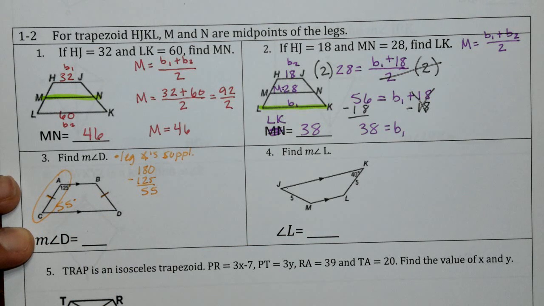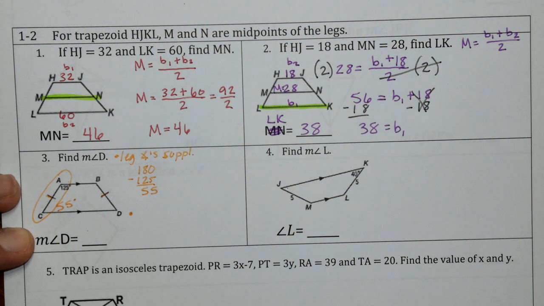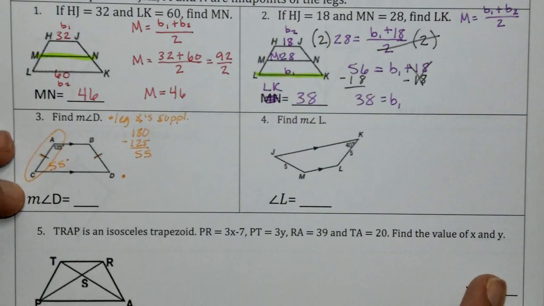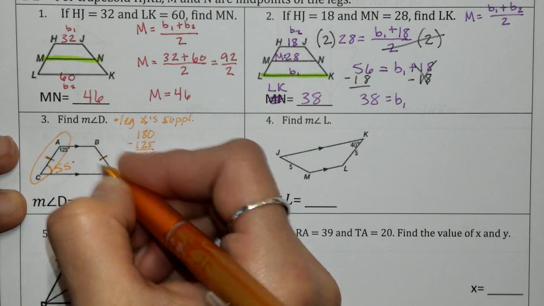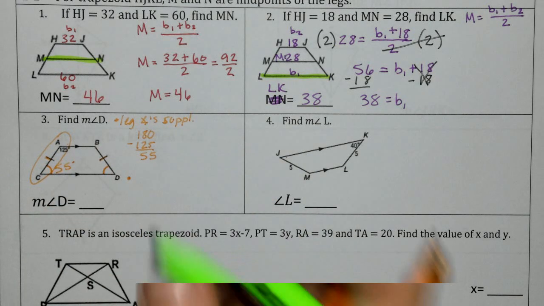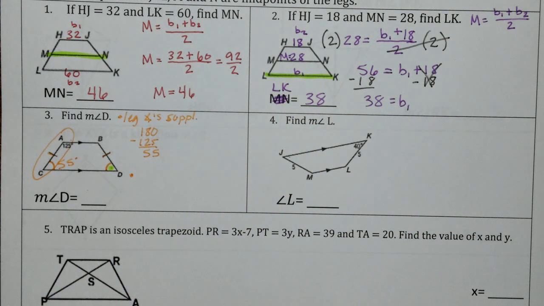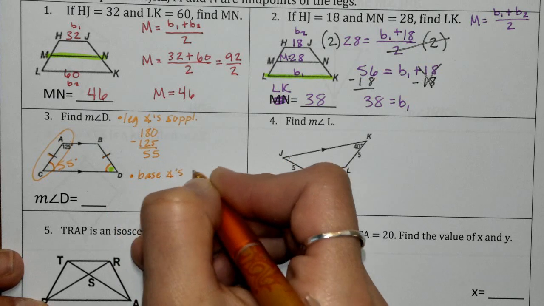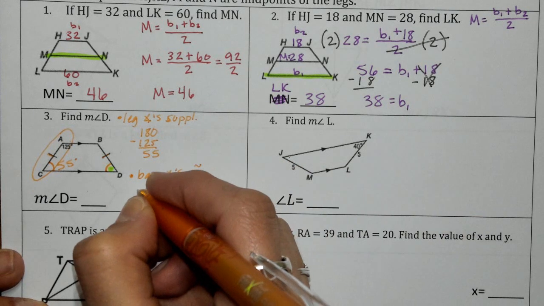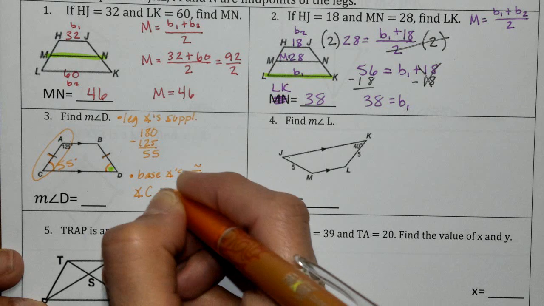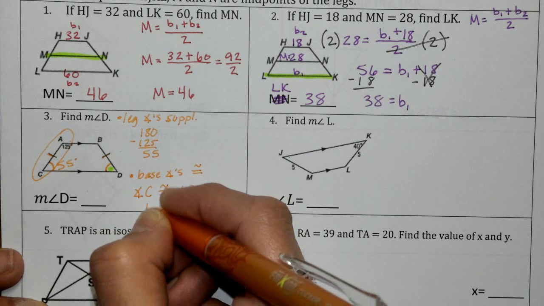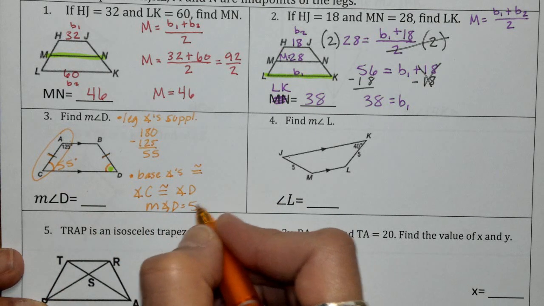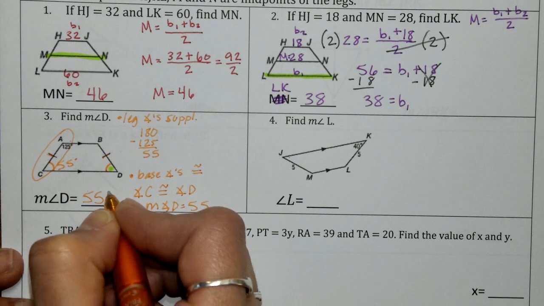Then the next property we want to talk about is that in the isosceles trapezoid, our base angles are congruent. So now we can come down here and say, here's a base angle and here's a base angle. I'm going to highlight this. We're looking for angle D. If these are congruent, we'll write in base angles congruent. So angle C is congruent to angle D, making the measure of angle D the exact same, 55 degrees.